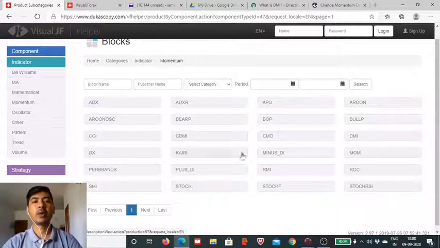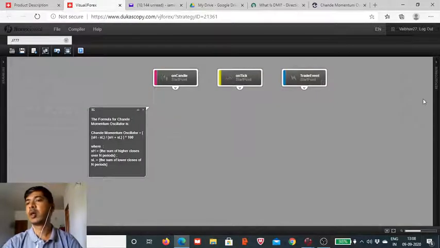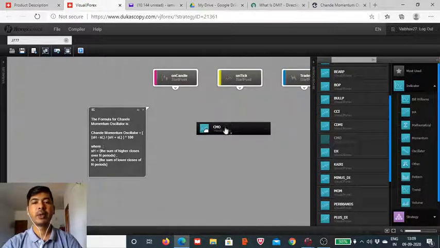So this is part of the momentum series, and today it's the turn of the CMO. So let us go back to the Visual JForex board developed by the Dukascopy Bank SA. Here we will add the indicator block CMO. Here it comes.